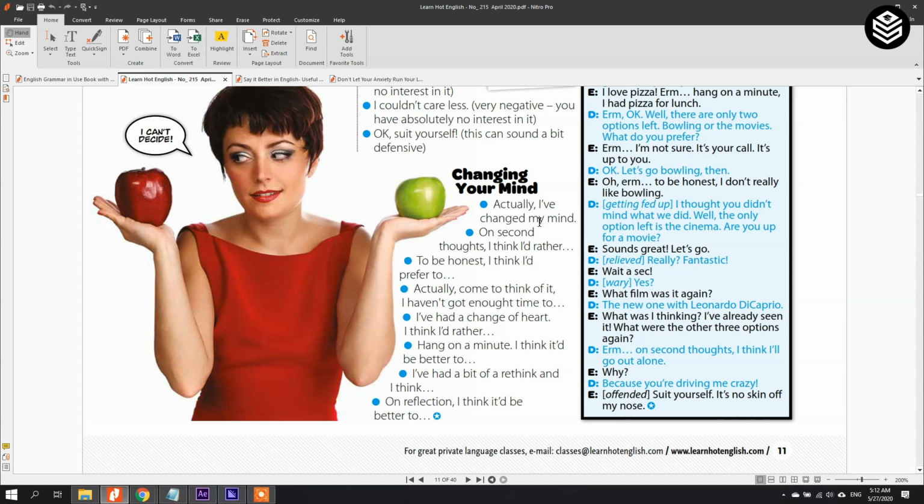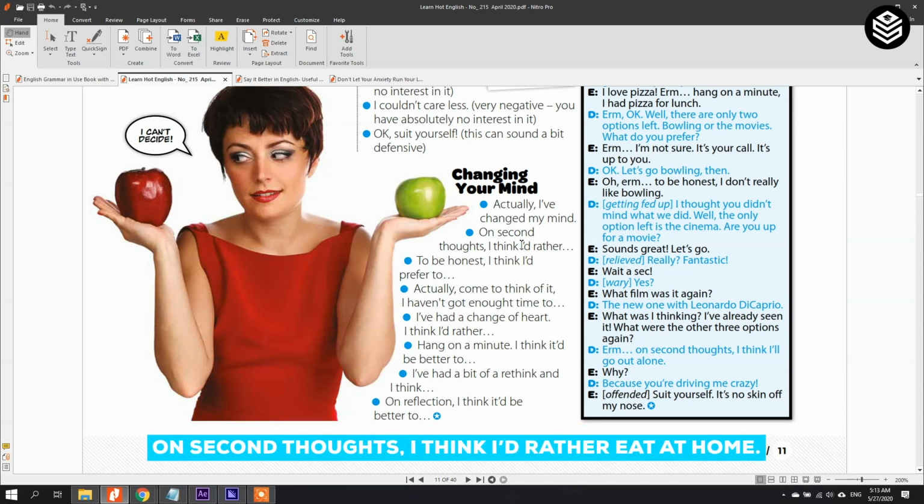I've changed my mind. Or else, the second way: "On second thoughts, I think I'd rather..." You start the sentence with it. It means you change your mind, and you are informing them. We can do it this way also. In a company meeting, every staff member is telling their opinion. They are about to come up with a decision, but you can tell your manager, "On second thoughts, I think I would rather go with this option."